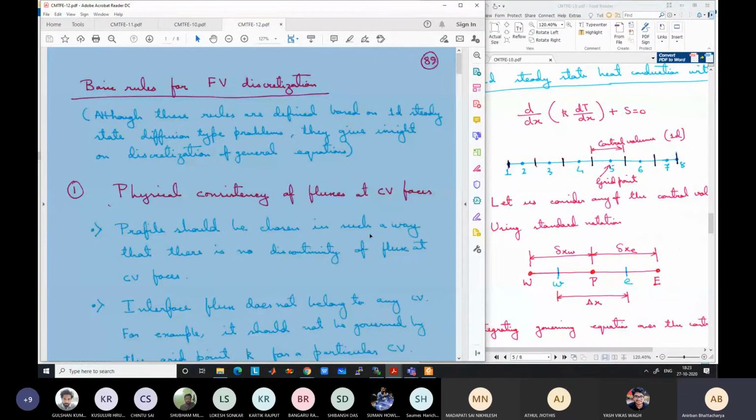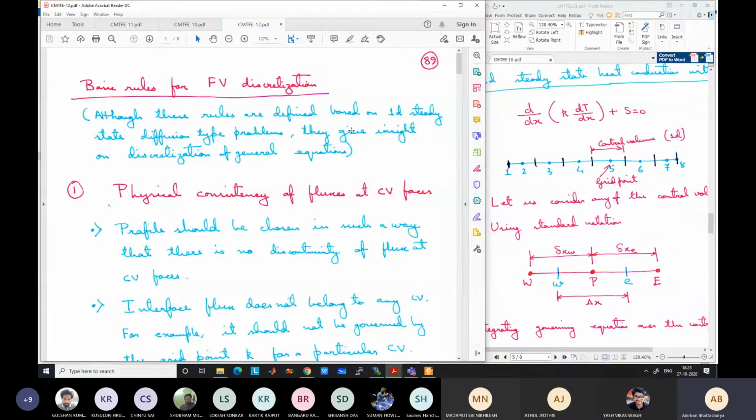So for this type of problem, the rules are exactly valid, but still the rules give us insight for the development of discretized equations, even for more complex situations like when an unsteady term or a convective term is there. In those cases they may not be exactly valid, but when we discuss these rules, you will get a fundamental understanding of why the discretization needs to be done this way.